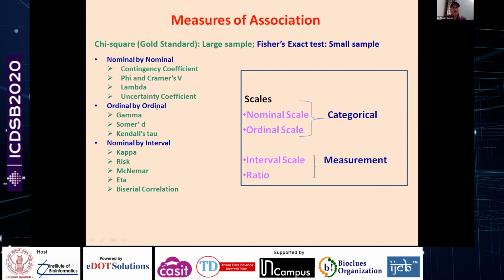Similarly, let's say you have ordinal by ordinal. One variable is ordinal, another is also ordinal. The gamma coefficient is the best. And when you have one variable as nominal, another as interval, then these are the coefficients to be computed. Out of these, kappa and McNemar are the best coefficients to be computed in such situations.